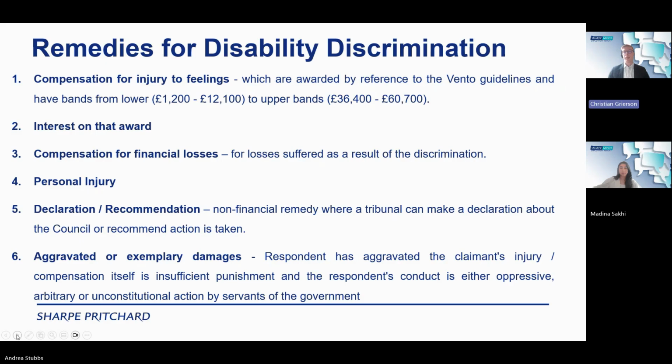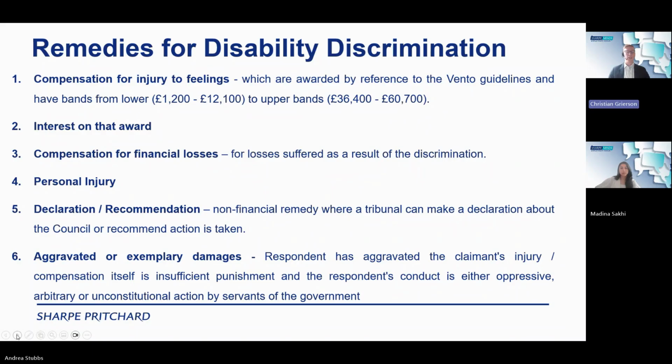Finally, aggravated and exemplary damages. These are quite rarely used and are only used by the tribunal where there's been an aggravation of the claimant's injury and compensation in itself is insufficient punishment for the respondent's conduct, and it may have acted in oppressive, arbitrary, or unconstitutional action by servants of the government. Again, I'm not going to talk too much about that because it's reserved for the most serious cases and is rarely adopted by the tribunal.